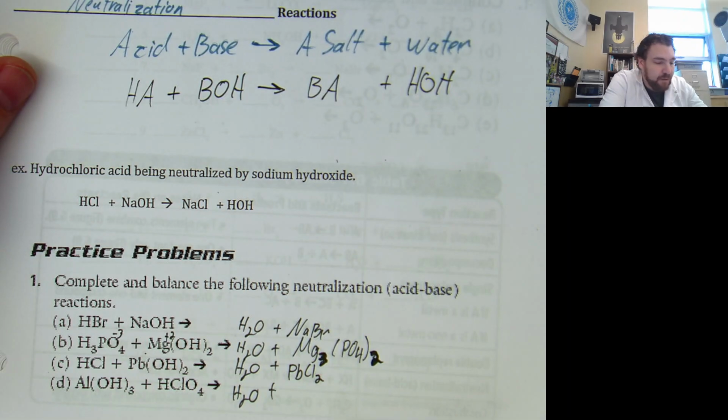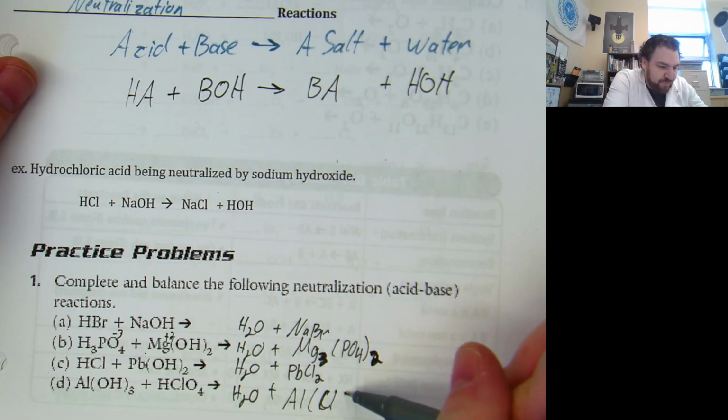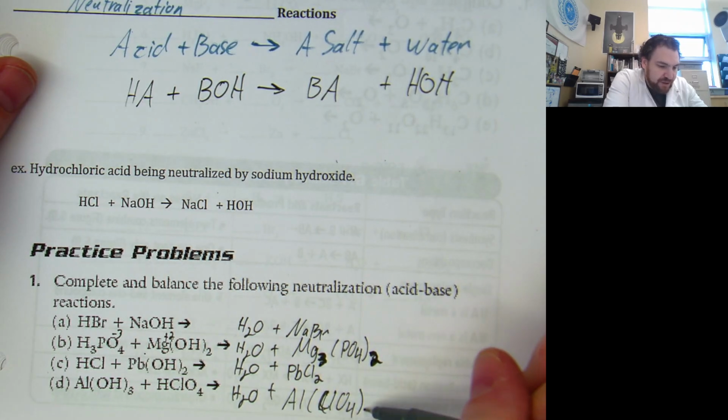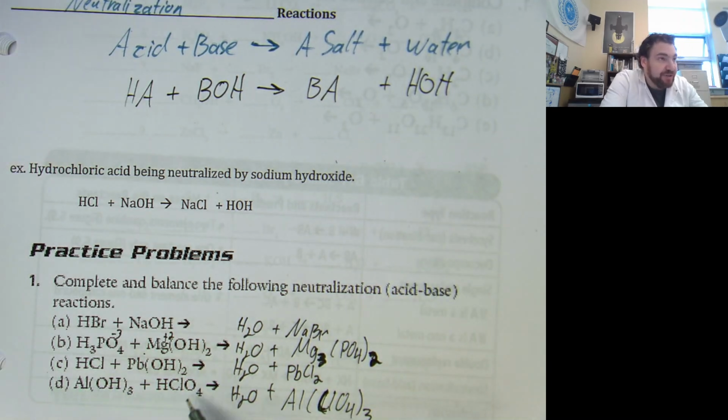Very good. And then the last one, Al, and then the ClO4 in brackets 3. Very good. Aluminum's got a charge of +3. You can see here that the polyatomic ion ClO4 has a charge of -1, so we need 3 of them to balance out the aluminums.